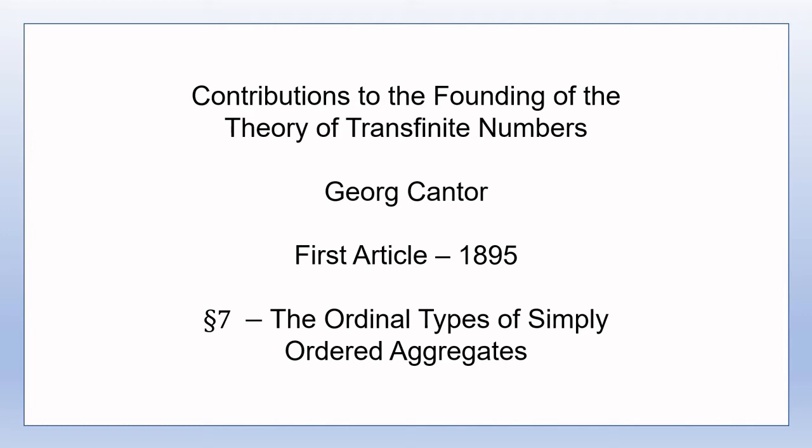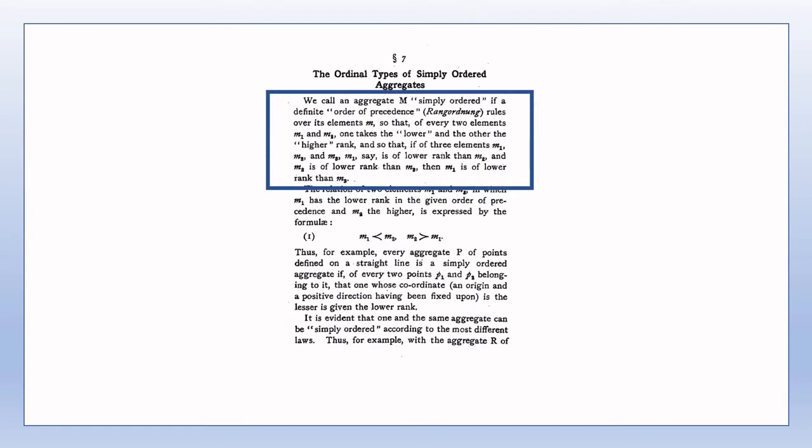Many of the definitions and concepts in this section are fairly self-explanatory and don't really require me to say very much about them. The first paragraph of this section starts off with a definition of simply ordered aggregates. The simple ordering that is defined on a simply ordered aggregate is shown to be a transitive relation. The terms lower rank and higher rank are not to be used synonymously with less than or greater than respectively.